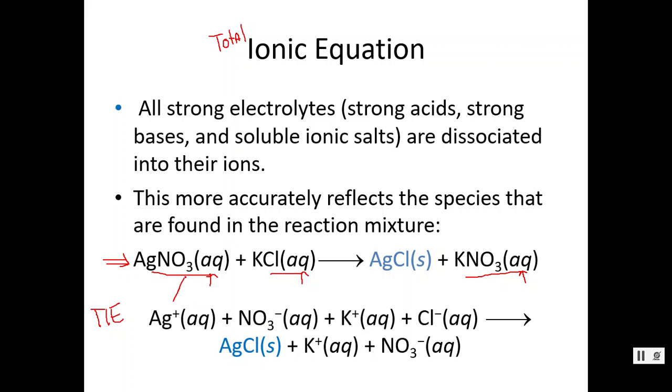So species that are aqueous get broken into their constituent cations and anions, which is what's done for the silver nitrate, the potassium chloride, and the potassium nitrate. Everything else, pure liquids, pure solids, and gases, stay together. And again, the total ionic equation is important because it accurately represents what is actually swimming around in your beaker or in your test tube when you do the reaction. So that's the total ionic equation, and you should feel comfortable being able to give the total ionic equation from the molecular equation.